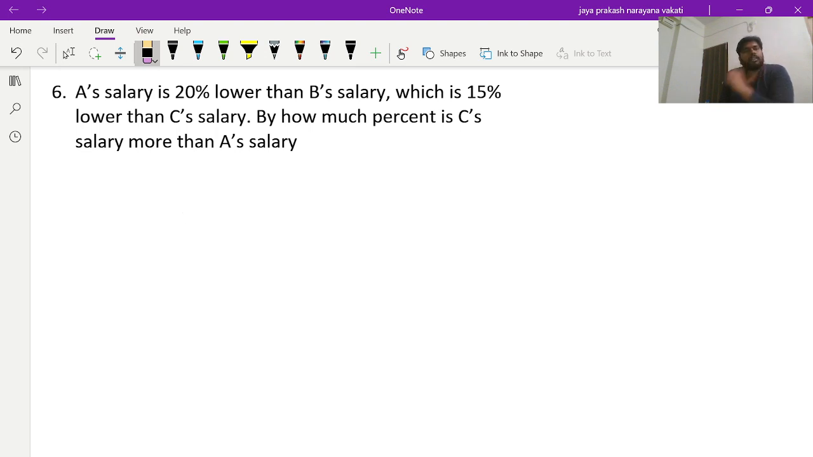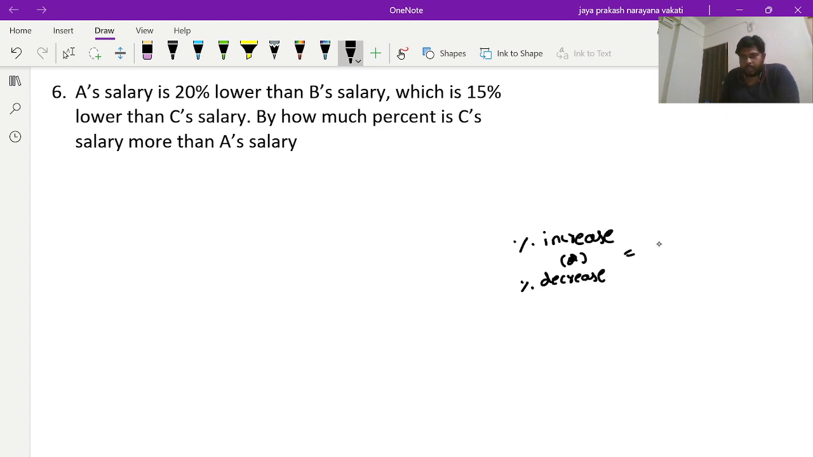We are continuing with the percentage problems in this video also. This video completely deals with the percentage increase or decrease concept. I'm giving you a basic formula which we are going to use in this video: percentage increase or percentage decrease.